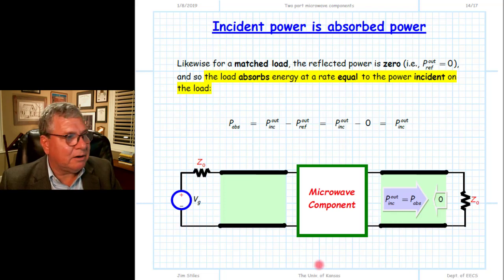So see what we did here. In the first case where we have a matched source, we know immediately that the power incident on the input port is equal to the available power of this source. On the other side, because we have a matched load, we know the power incident on this load is equal to the absorbed power of this load. So we're going to take those results and insert them back into our gain equation.